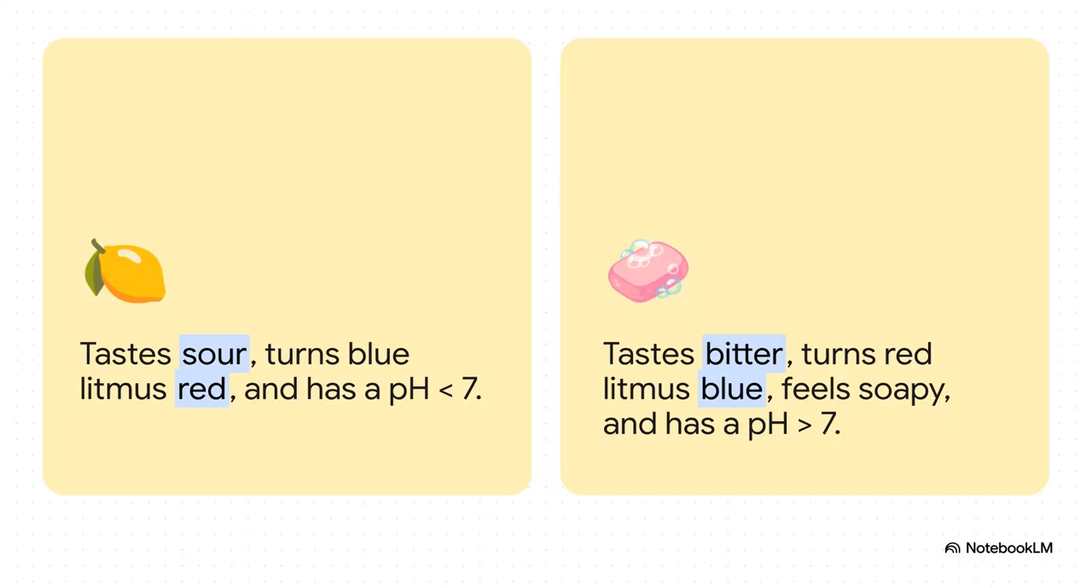The different personalities of acids and bases become super clear when you see how they act. Acids, for example, taste sour, think lemon juice, and they'll turn blue litmus paper red. Bases are the complete opposite. They taste bitter, turn red litmus blue, and they often feel really slippery or soapy.